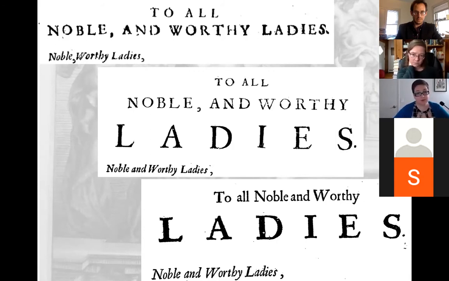Now, the difference between noble worthy ladies and noble and worthy ladies maybe doesn't seem that significant, but if you think about it, it actually could matter quite a bit, right? If the comma in the 1653 edition is meant to make worthy into a positive redefinition of noble, then the target for this book, because Noble and Worthy Ladies prefaces the whole collection, is women who are noble and who, because they are noble, are worthy, right?